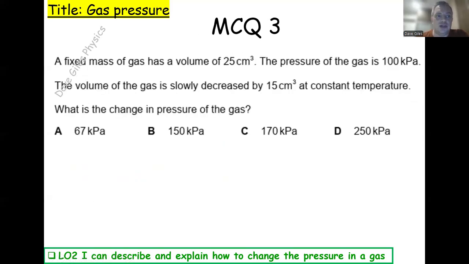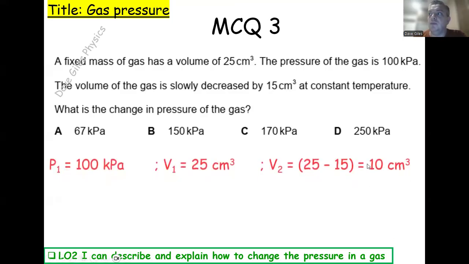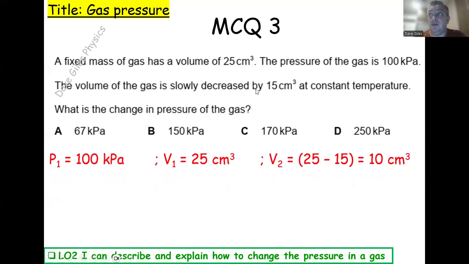Multiple choice question 3. So this is a more maths-based question from paper 2. A fixed mass of gas has a volume of 25 centimeters cubed. The pressure of the gas is 100 kilopascals. The volume of the gas is slowly decreased by 15 centimeters cubed. So it's decreased, it's not decreased to 15 centimeters cubed, it's decreased by 15 centimeters cubed. So that means the new volume is going to be 10 centimeters cubed because it's gone from 25 to 15. What is the change in the pressure of the gas?